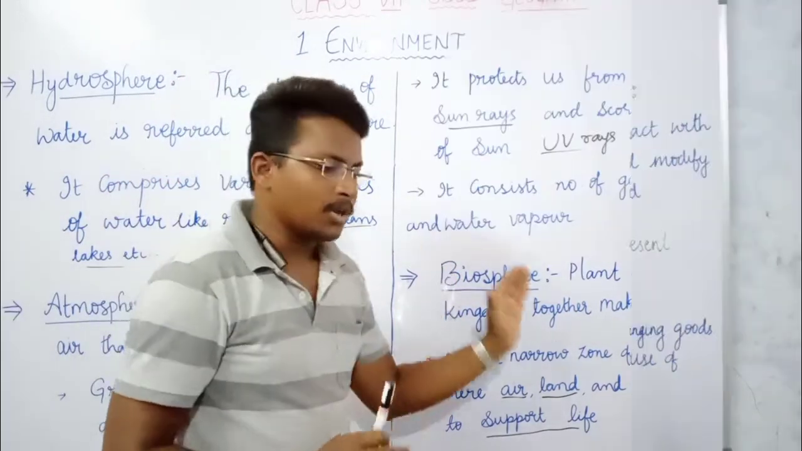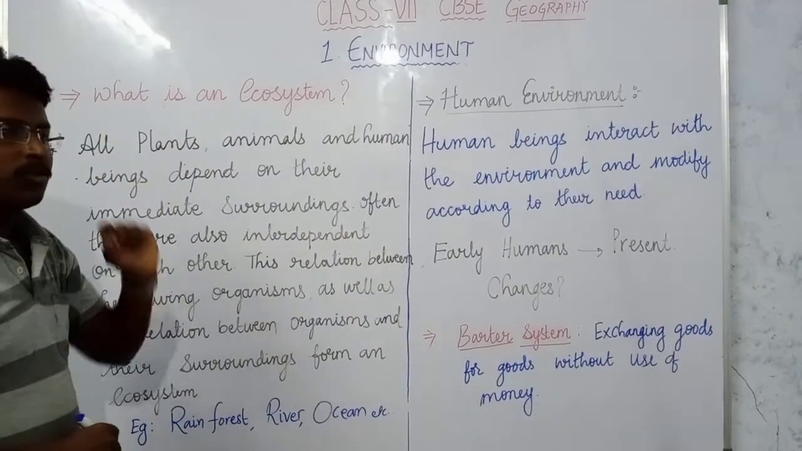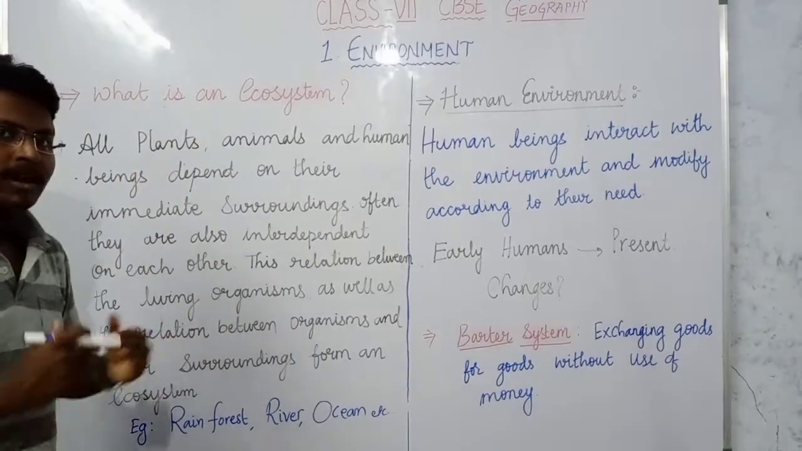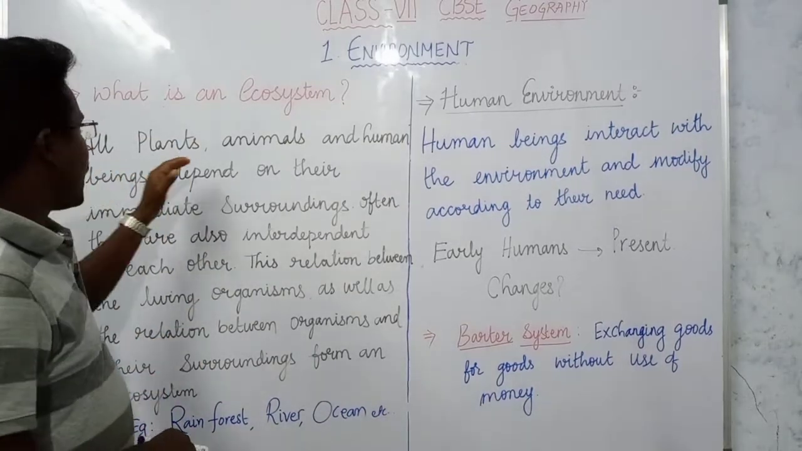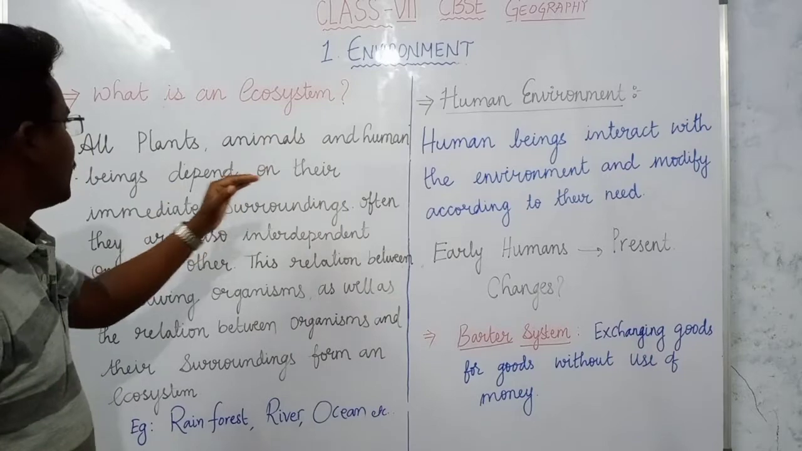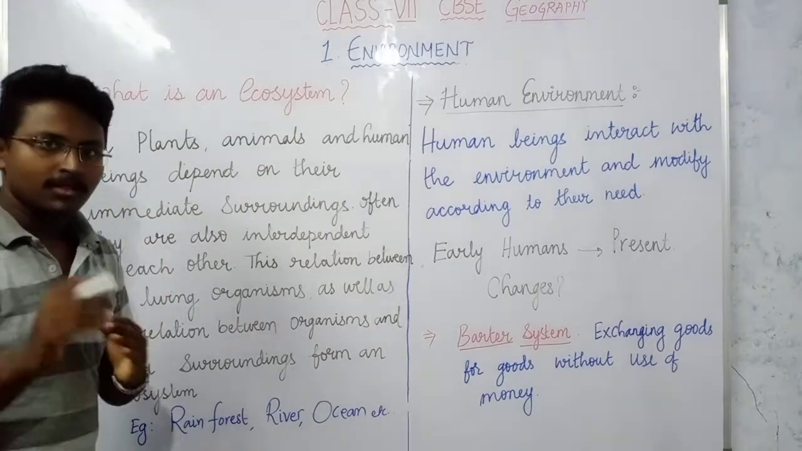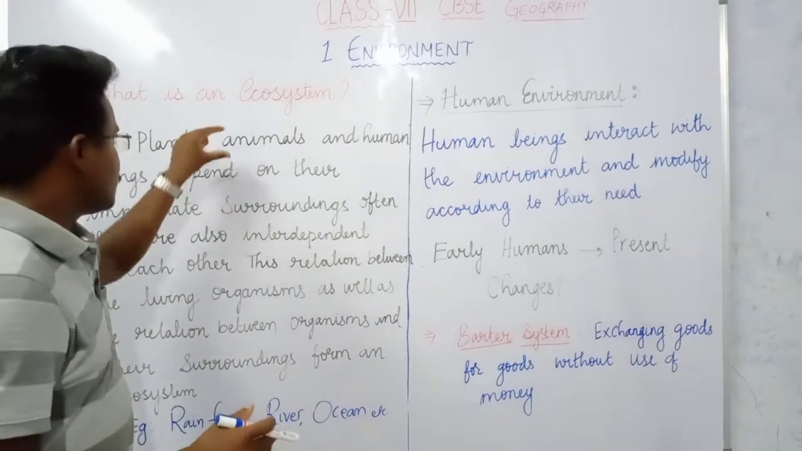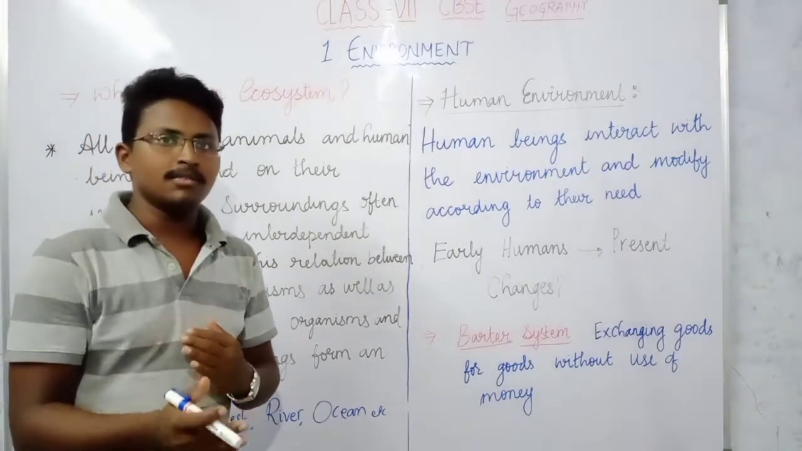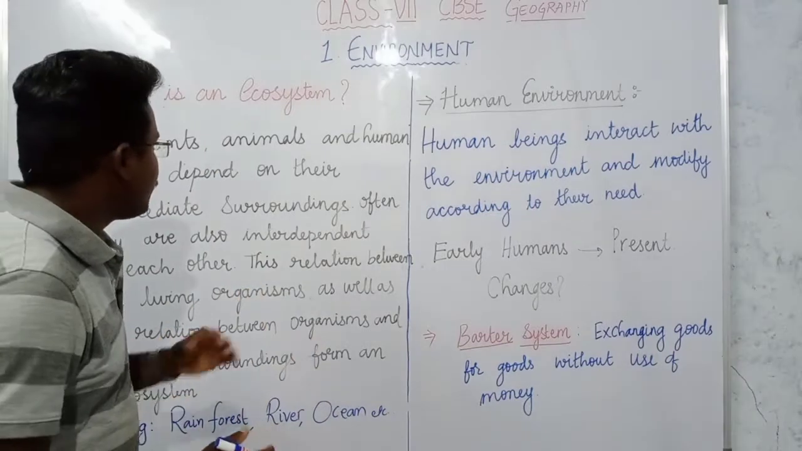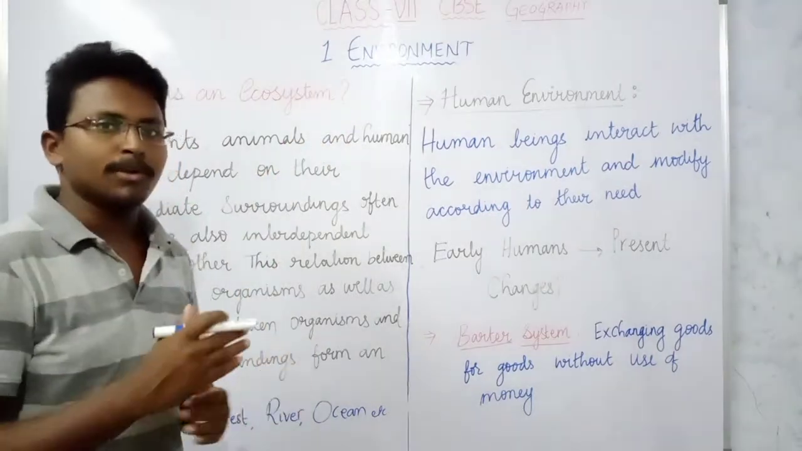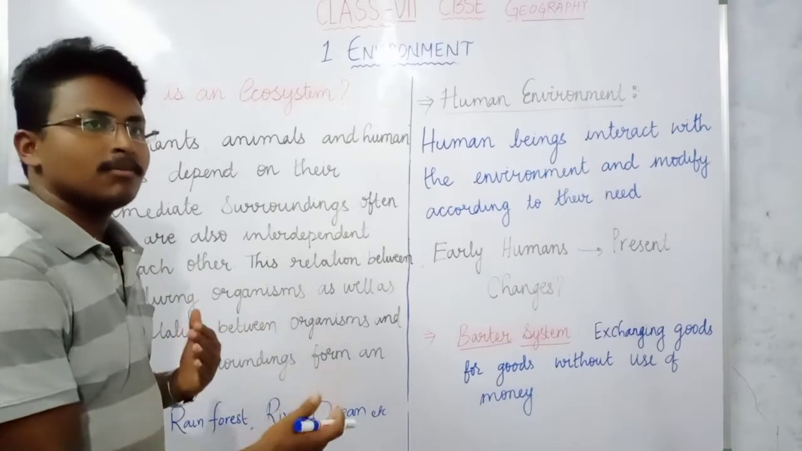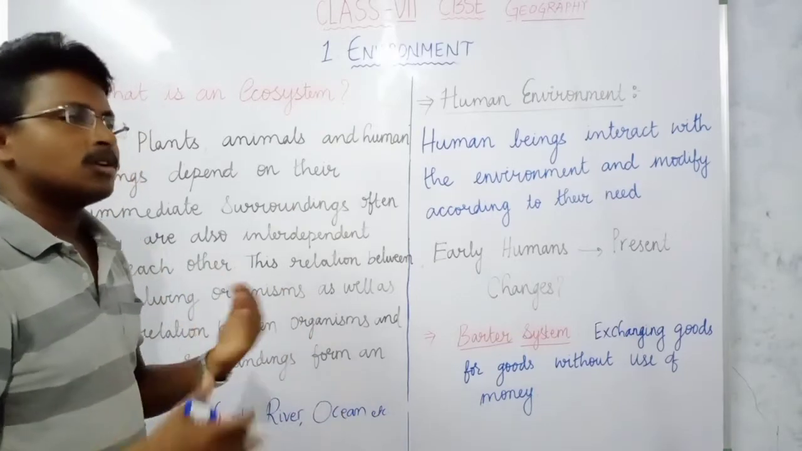the biosphere. Ecosystem. What is an ecosystem? We will come line by line. Ecosystem means all plants, animals and human beings depend upon their immediate surroundings. That means plants depend upon the environment in different ways, animals depend in different ways on the environment, and at the same time we human beings also depend upon our immediate surroundings. It can be nature, animals, plants, or whatever.